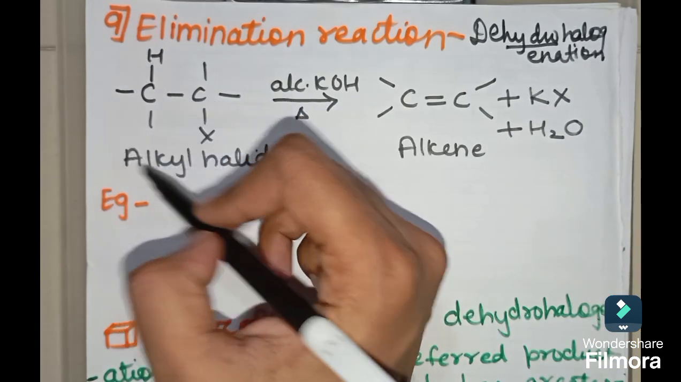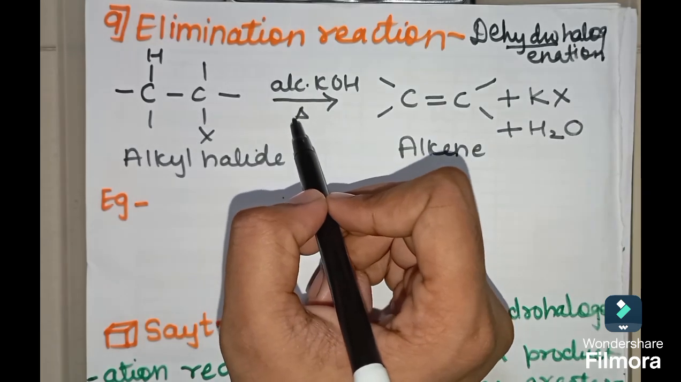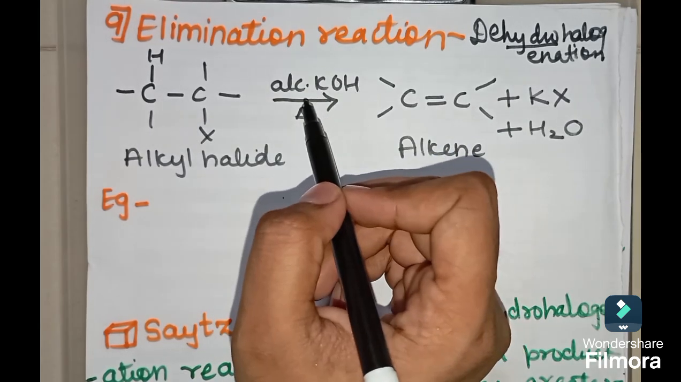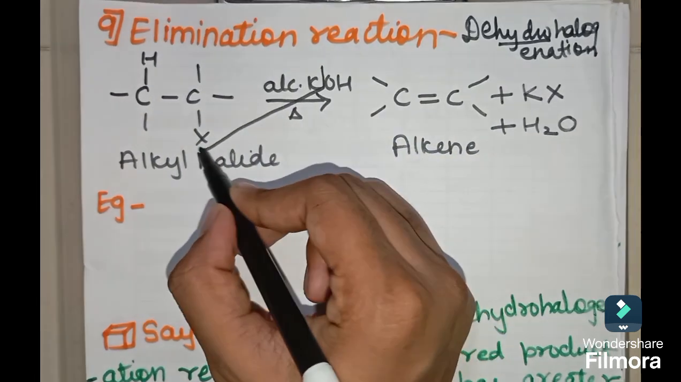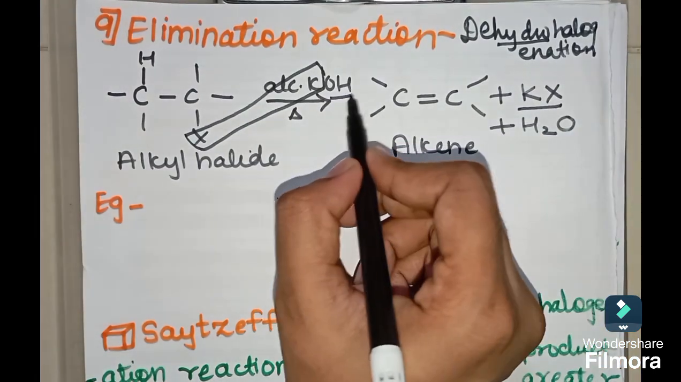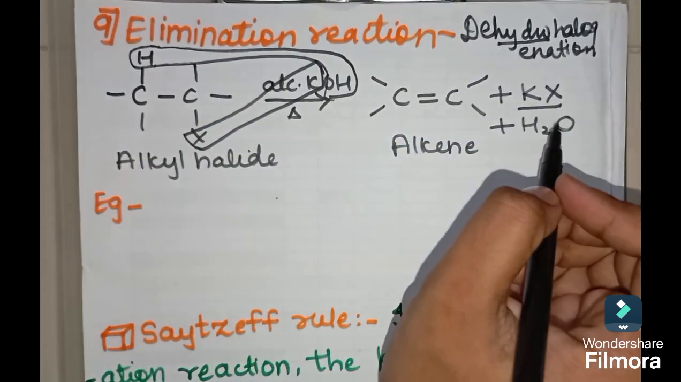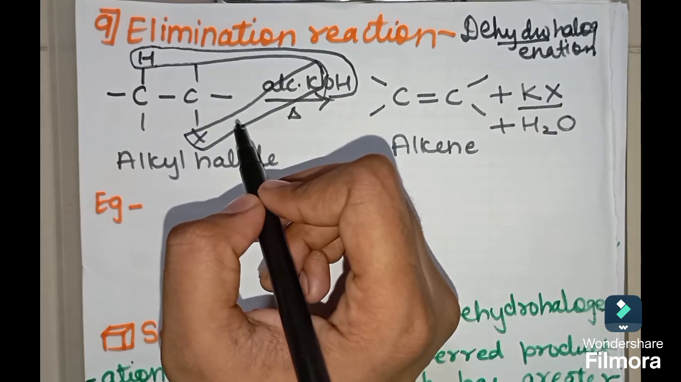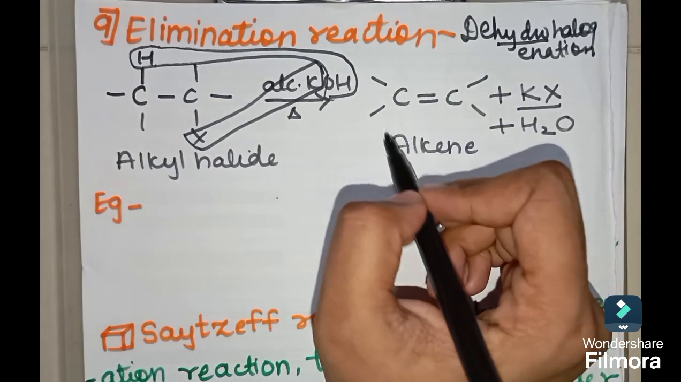So here I have taken one alkyl halide, and we have to heat it in the presence of alcoholic potassium hydroxide. Now what will happen over here: this potassium will combine with this halogen and KX will be formed, and this OH will combine with this H and form H2O. So now there is removal of one hydrogen and one halogen, and the resulting compound that will be formed is an alkene.